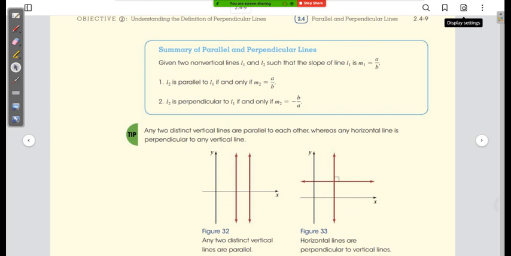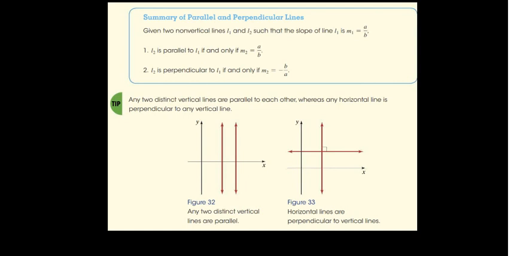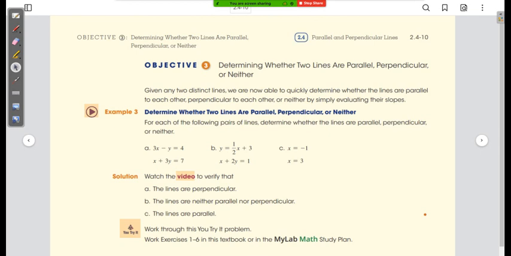And then this would be, I guess, a summary. That's not too hard. It's just a summary of what we just talked about. Let's see, any two distinct vertical lines are parallel. Just what we just went over. Interesting, the summary is there.